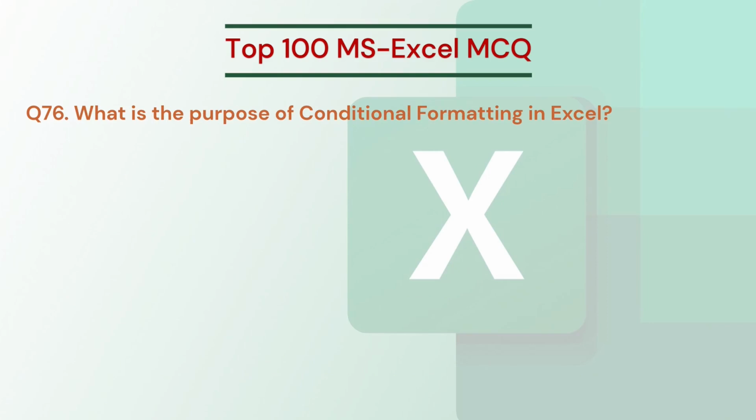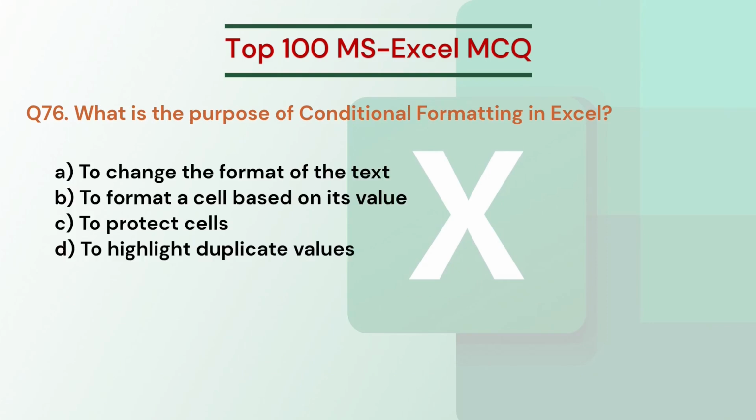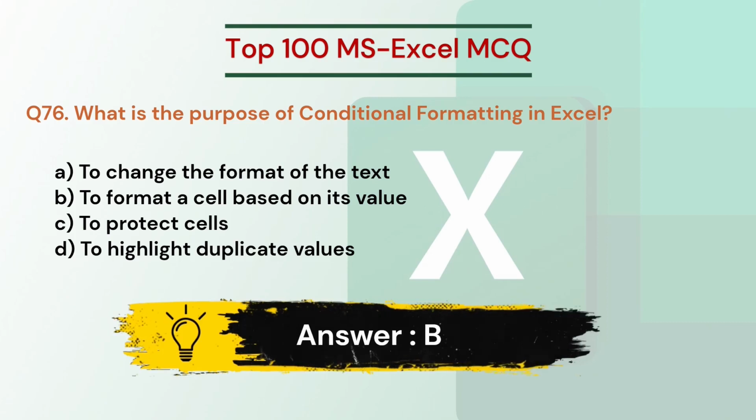What is the purpose of conditional formatting in Excel? A. To change the format of the text. B. To format a cell based on its value. C. To protect cells. D. To highlight duplicate values. Correct answer is B. To format a cell based on its value.